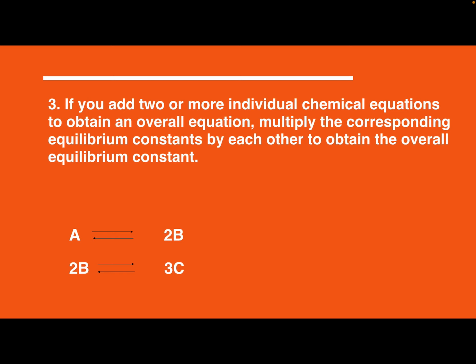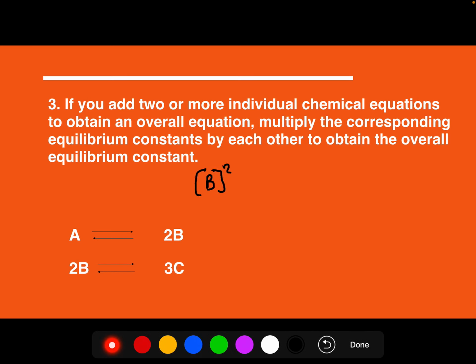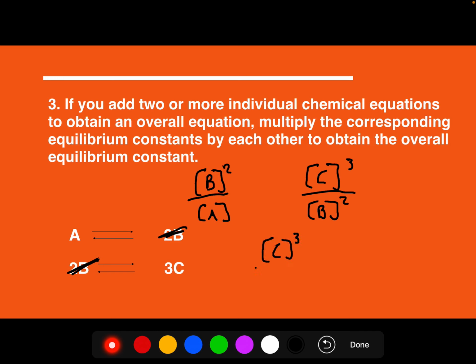Number 3, if you add 2 or more chemical equations, multiply the equilibrium constants by each other to obtain the overall equilibrium constant. In this one, the top equation is B squared over A. The bottom equation is C cubed over B squared. Now notice, if we were to do one for the overall equation, these would cancel out, and you'd end up with C cubed over A. Well, look what happens when you multiply these two. The B's cancel, and then you're left with this. So that's what it's saying. Multiply the equilibrium constants, and you will obtain the overall one.